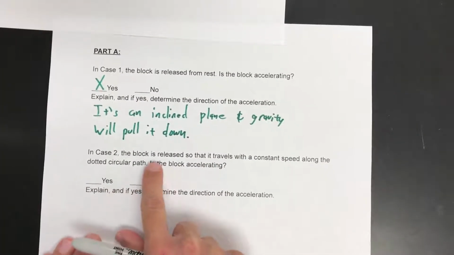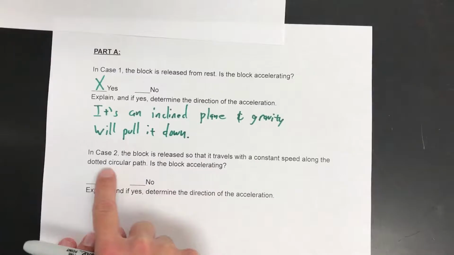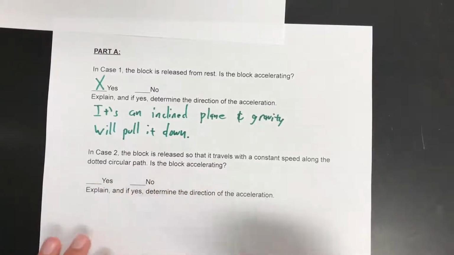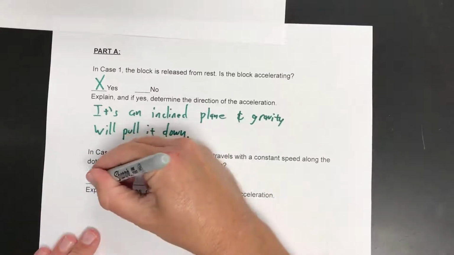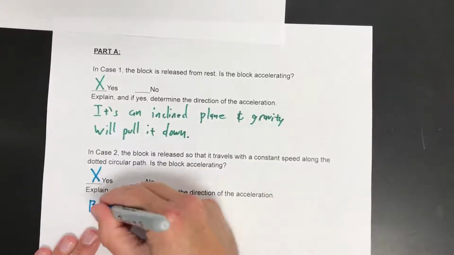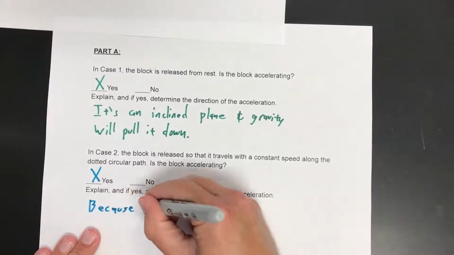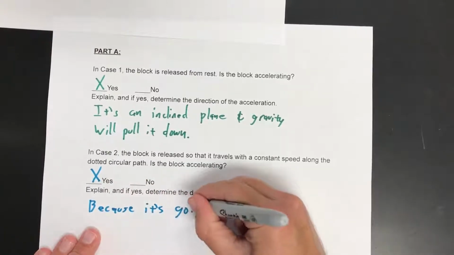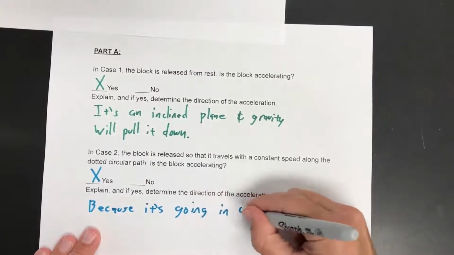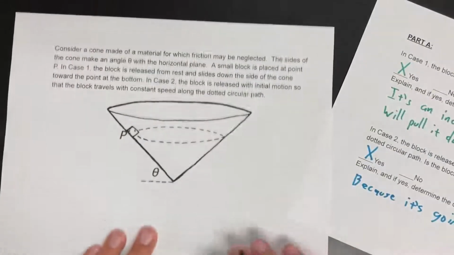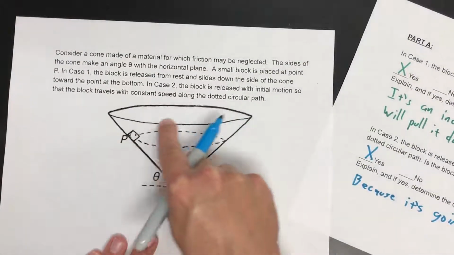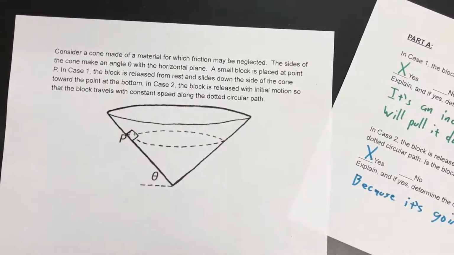In case 2, the block is released so that it travels at a constant speed along the dotted circular path. Is the block accelerating? Well, yes, because it's going in a circle. So it is centripetal acceleration. Remember, even if the speed is constant, if it's not traveling in a straight line, its velocity is constantly changing, and therefore it is accelerating.